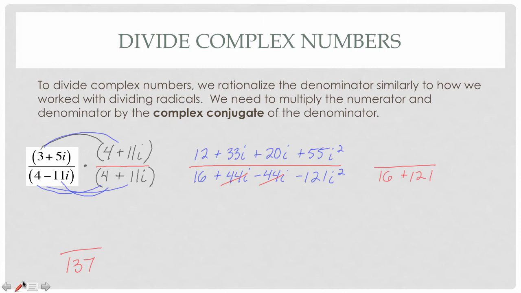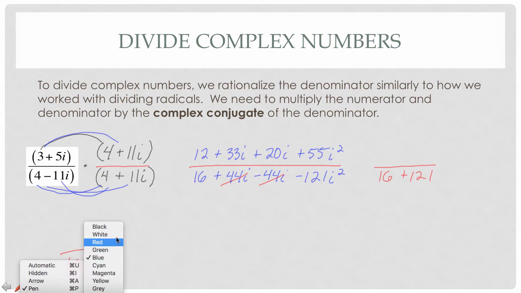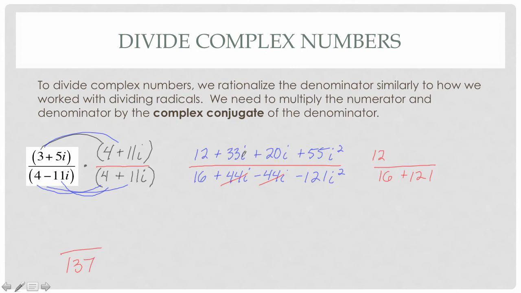Some things we can simplify, right? I've got 12 still. 33 plus 20i, those middle terms I can combine to get 53i. On the right, 55 times i squared is the same as plus negative 55. So 12 minus 55 gives us negative 43, I believe. And so we have negative 43 plus 53i.